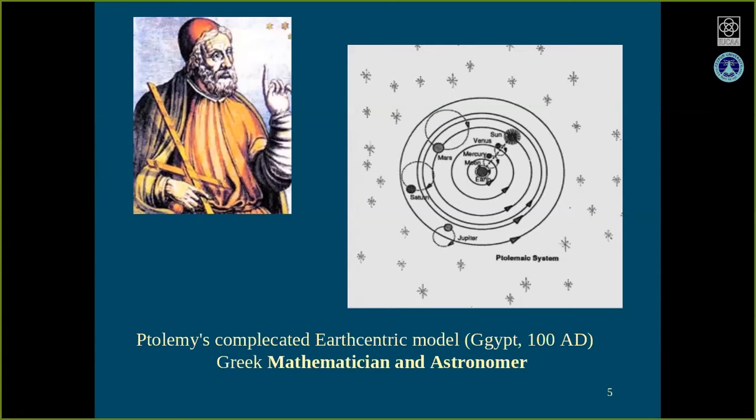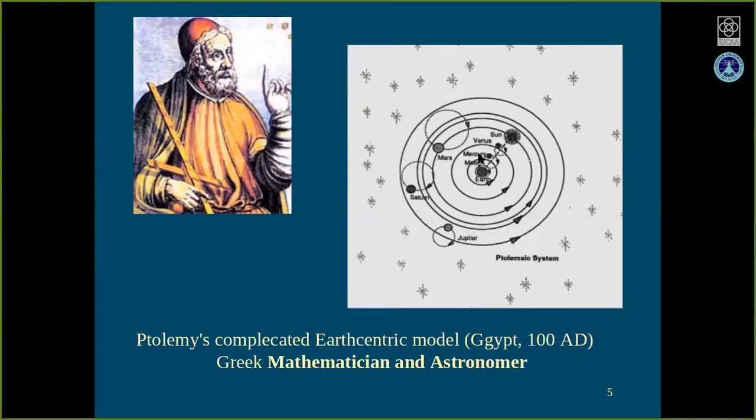applied mathematics is nothing but astronomy, right? Because to do astronomy, what you need is geometry. You should be very good in geometry, very good in mathematics. Then only you can do astronomy. Otherwise, not. You should be very good in trigonometry, right? Otherwise, not. So Ptolemy, in 100 AD, he was in Egypt.